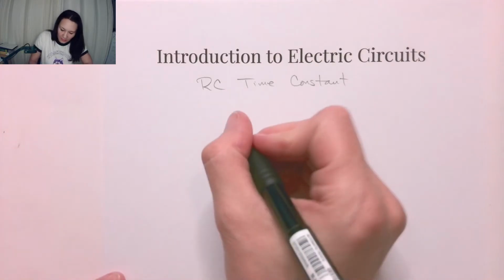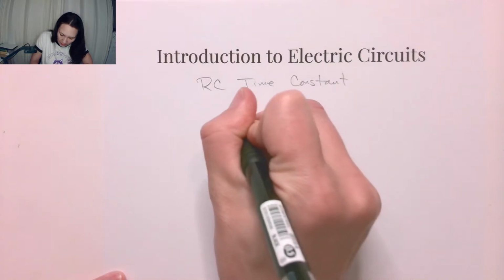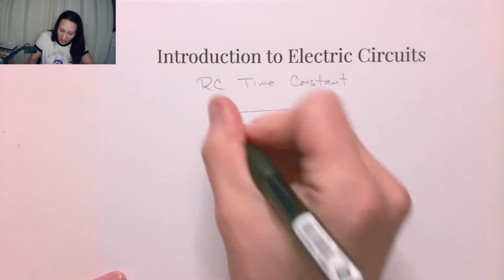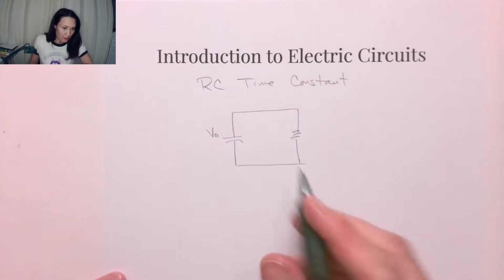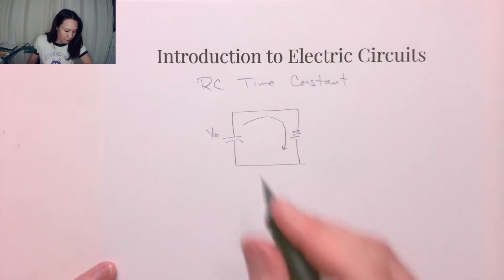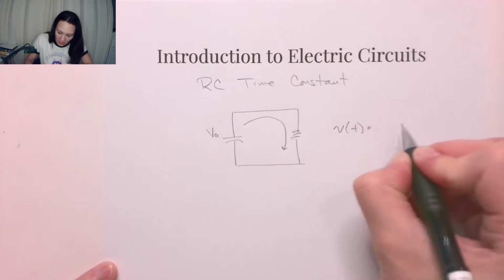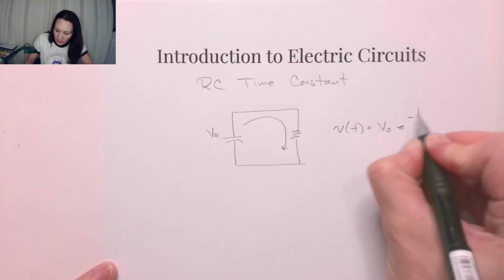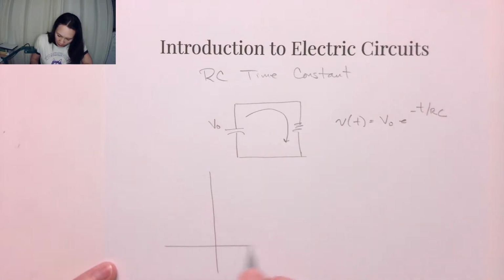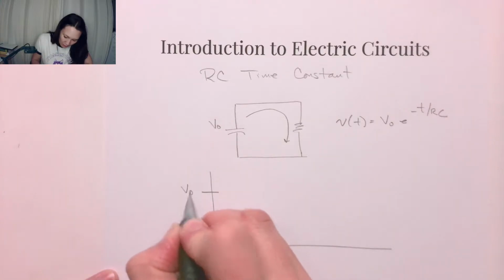Hi students, let's take another look at this natural response of a source-free RC circuit. Suppose we have a simple circuit like this where we have an initial voltage V0 that's stored on this capacitor that's going to discharge through this resistor. The formula for the voltage in this circuit is V of t equals V0 e to the negative t over RC.